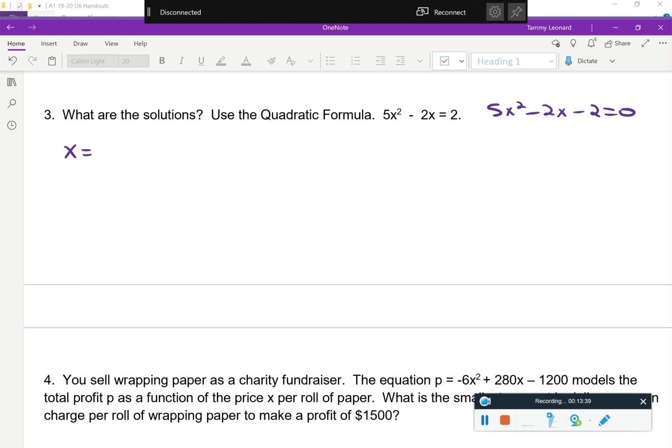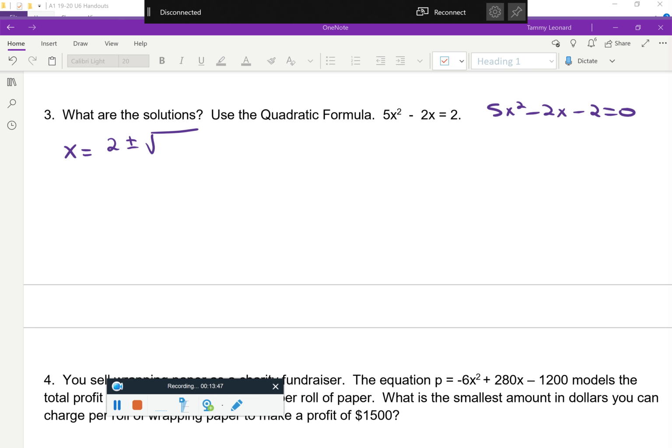It's going to be the opposite of b, which is how much? 2 plus or minus the square root of. And we're like, oh, wait, we didn't calculate the discriminant yet. Let's do that. So the discriminant is b squared minus 4ac. Now, these numbers are pretty small. We could probably pull this off just doing it in our head.